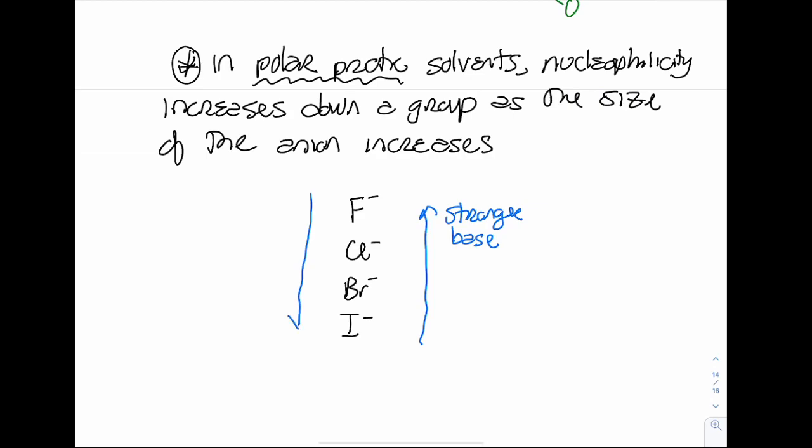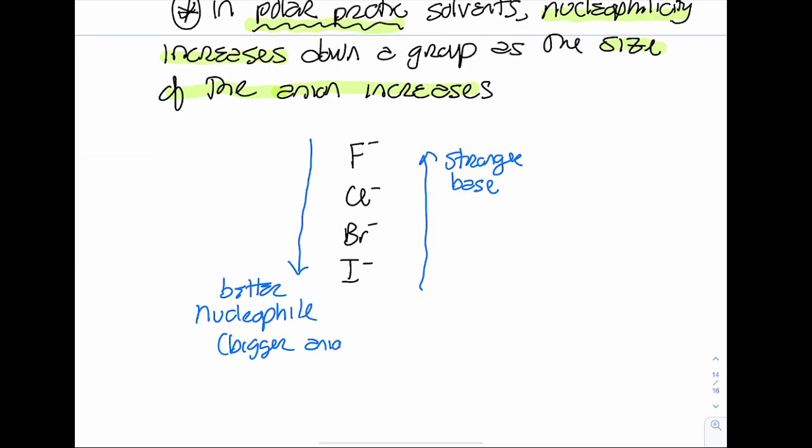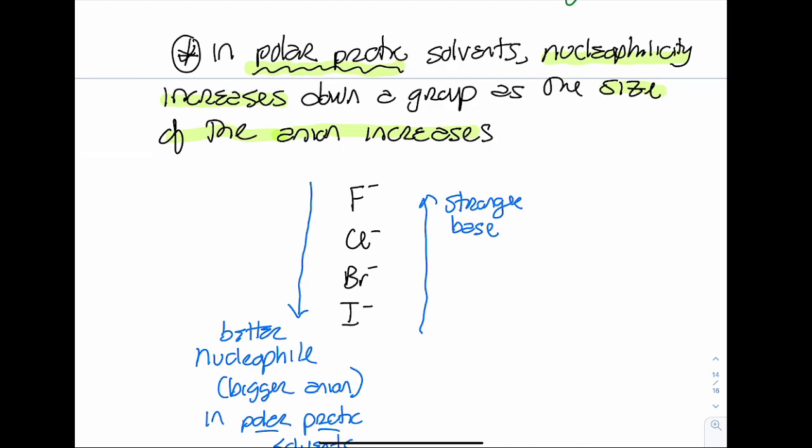However, as I go down, it's getting larger. And we just said that if we have a polar protic solvent, my nucleophilicity is going to increase as the size of my anion increases. And this is only in polar protic solvents. So I'm going to have a better nucleophile. A reason for that is a bigger anion, basically a bigger atom. If you want to think about it that way, it still works. It's just a charged atom. So better nucleophile in polar protic solvents. Again, that part's important. So one of the places where nucleophilicity and basicity do not parallel each other is in a polar protic solvent. If I had water, fluoride ions would be the stronger base, but the weaker nucleophile.